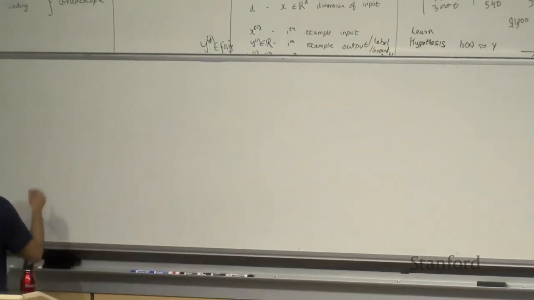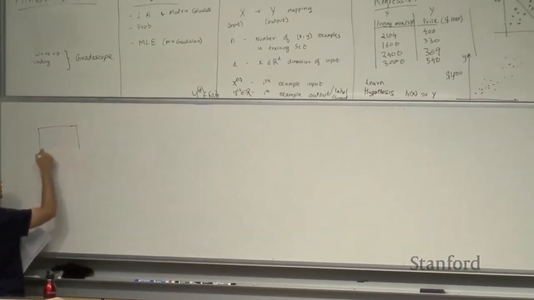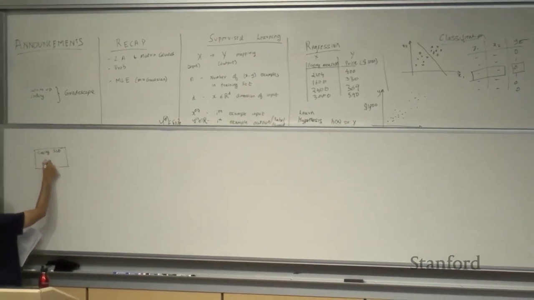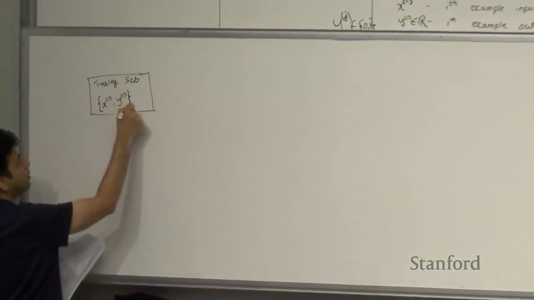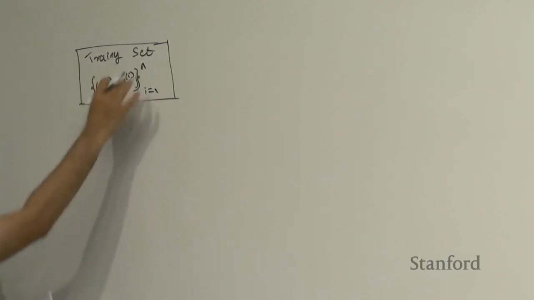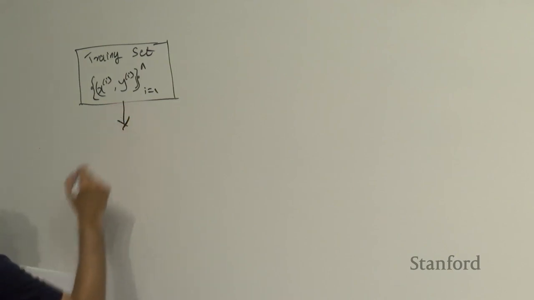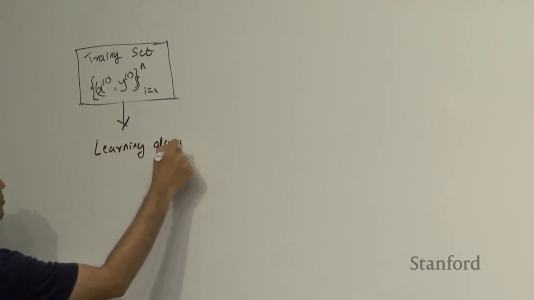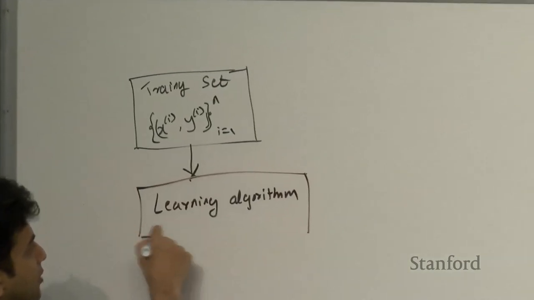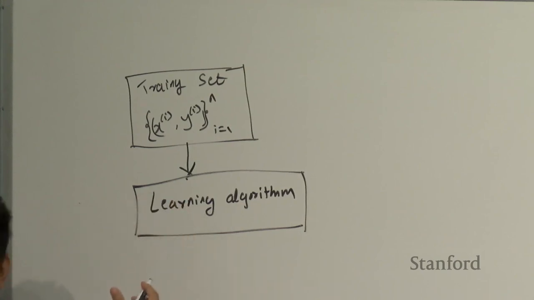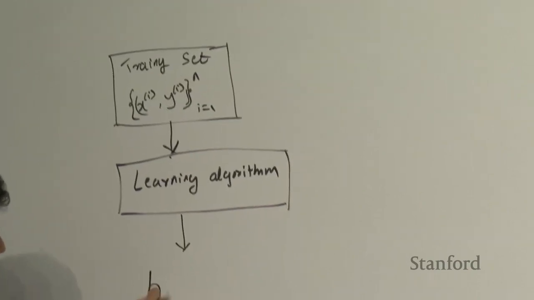So the big picture of supervised learning, we saw this picture. You're given a training set, which is the set of x^(i), y^(i) pairs, where i is from 1 to n. This means a set of n pairs, and using this training set, we want to run it through some learning algorithm. Now, the specific algorithm that we choose will depend on what y^(i) is. For example, if it's real valued, then it has to be a regression learning algorithm. If it's discrete valued, then it has to be a classification algorithm. And the output of the learning algorithm is our hypothesis, or the learned hypothesis.